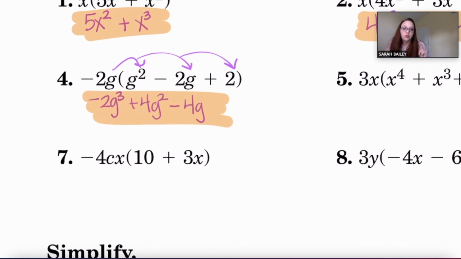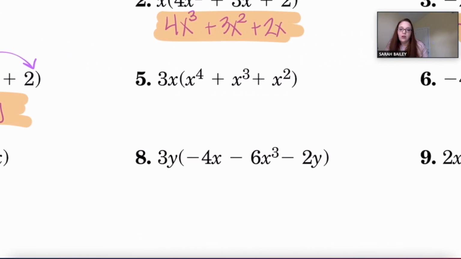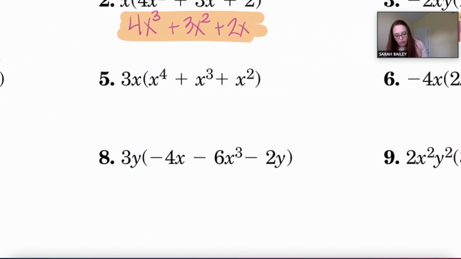Okay, let's do one more together. Look at number 5. So first I'm going to do 3x times x to the 4th. So that'd be 3x to the 5th. Then 3x times x cubed. So plus 3x to the 4th power. Then 3x times x squared. So plus 3x cubed.